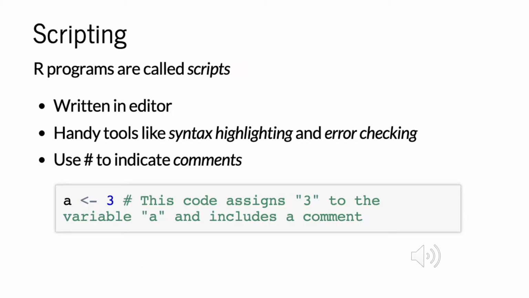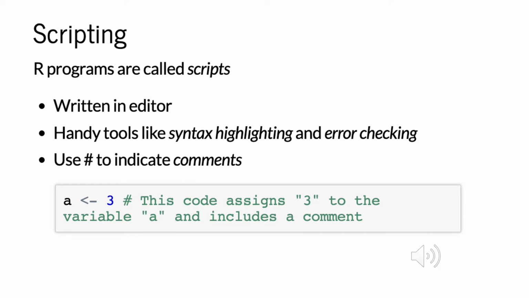As we start to put together more and more commands, it becomes useful to put these in an R program, which we call a script. These are written in an editor, and most modern editors have handy tools like syntax highlighting so that key words might appear in a different color or bolded. And they also often have error checking to guide us to where we may have made a mistake in the code.